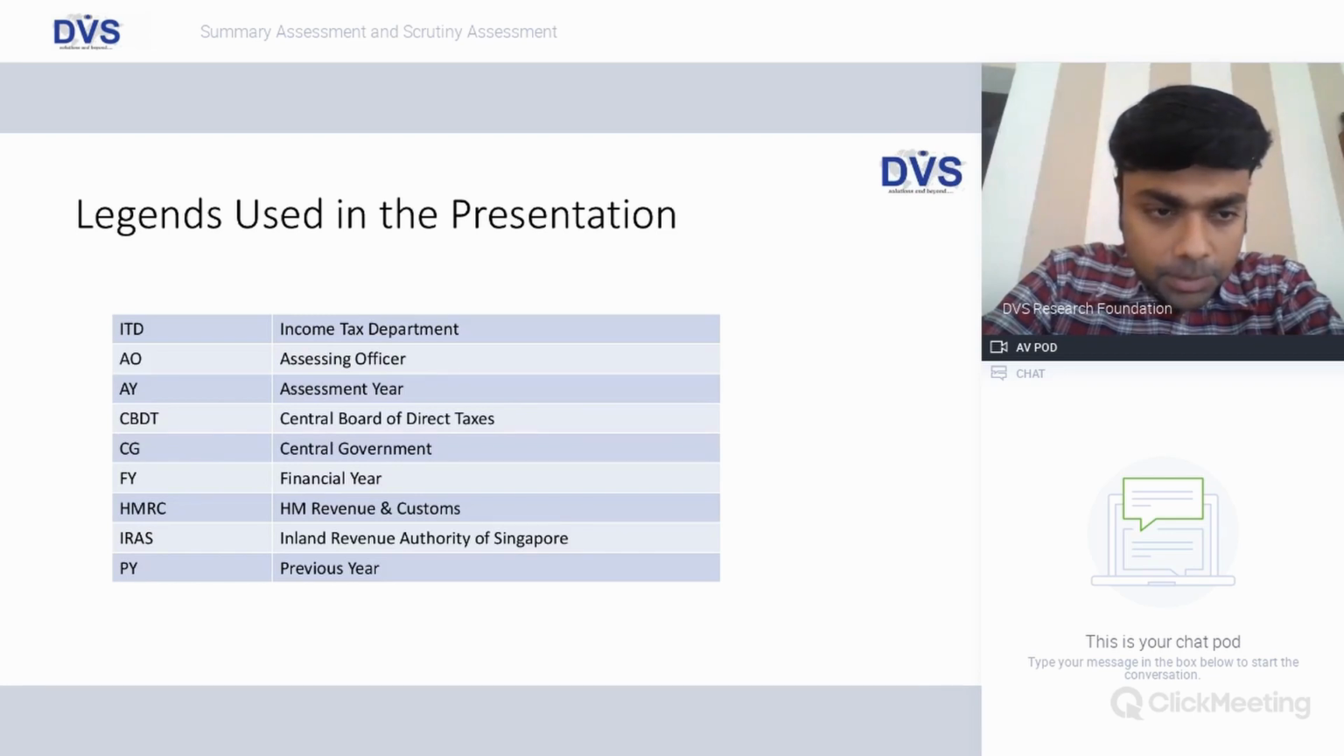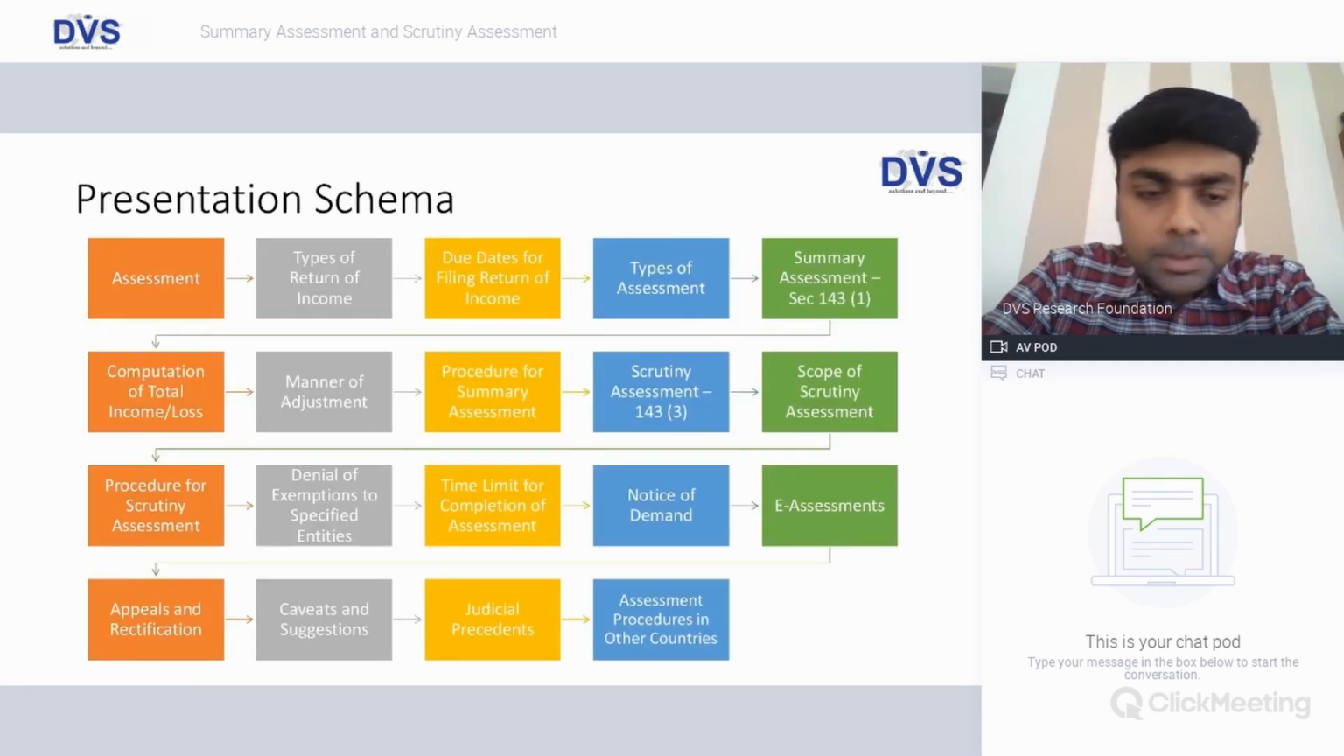These are some of the terms used. I'm sure most of you are familiar with these, but just in case of reference.